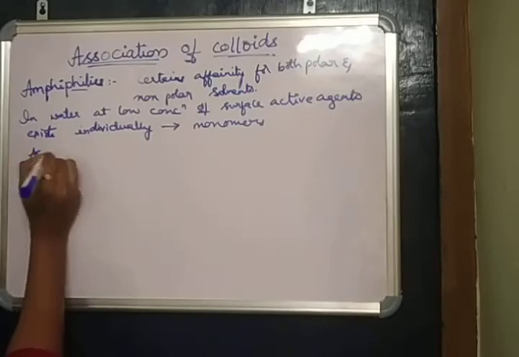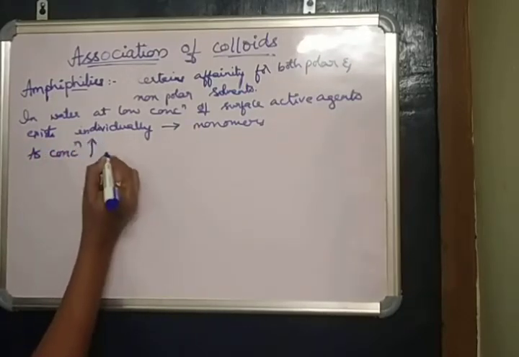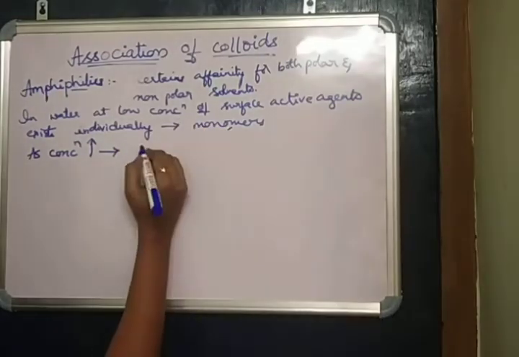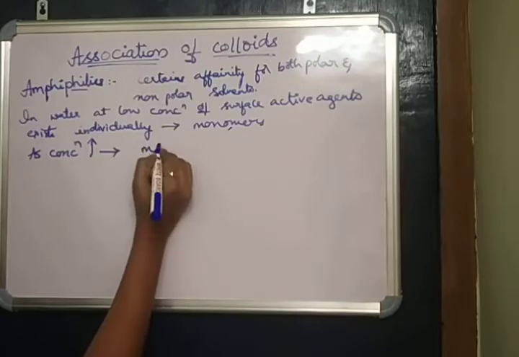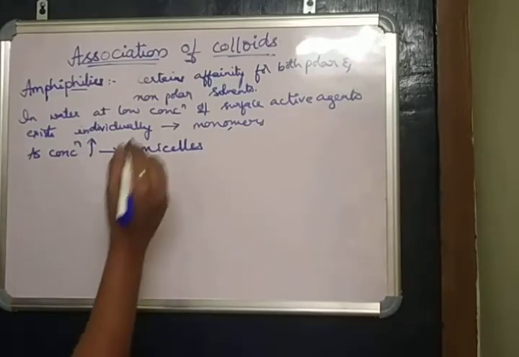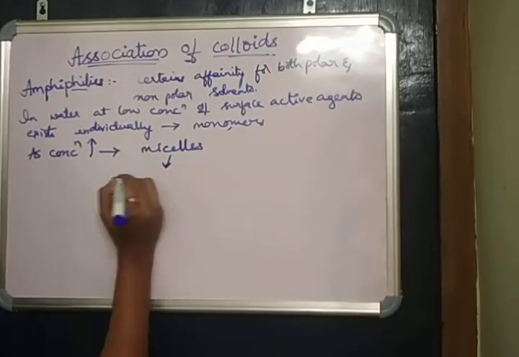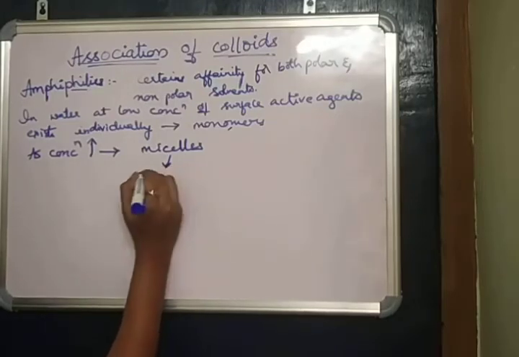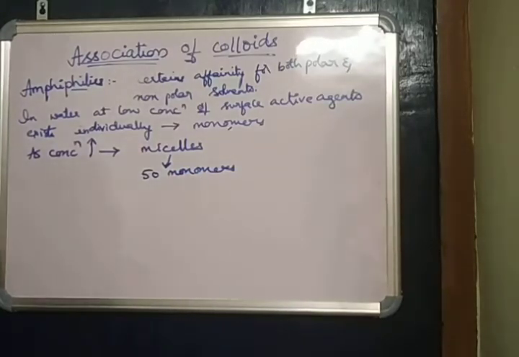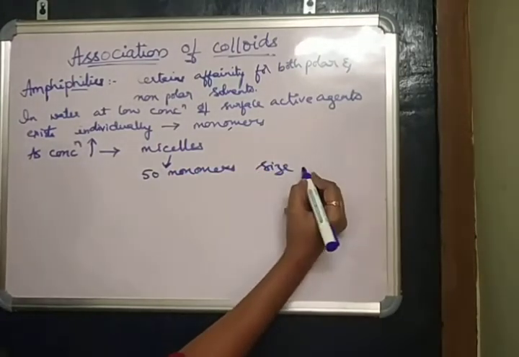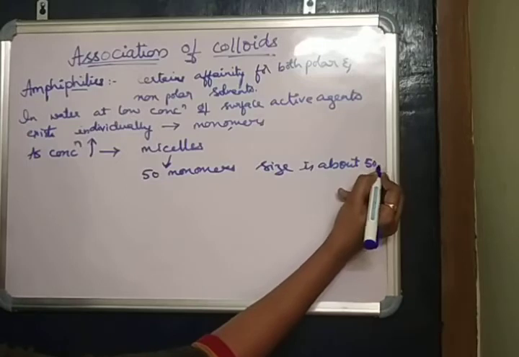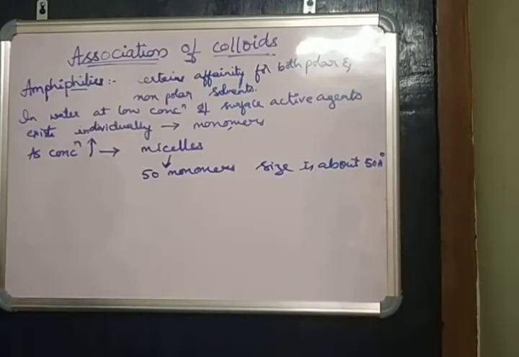As concentration increases, these monomers aggregate themselves and form a micelle. Each micelle contains 50 monomers and its size is about 50 angstroms.